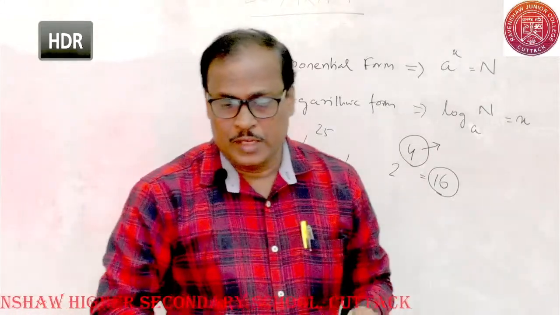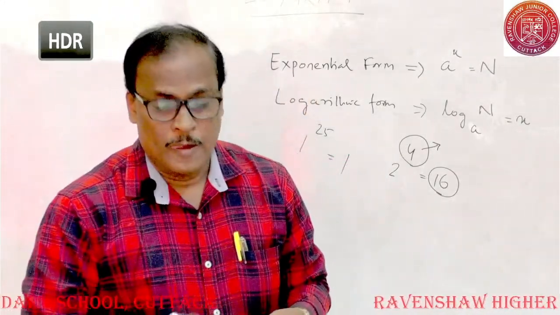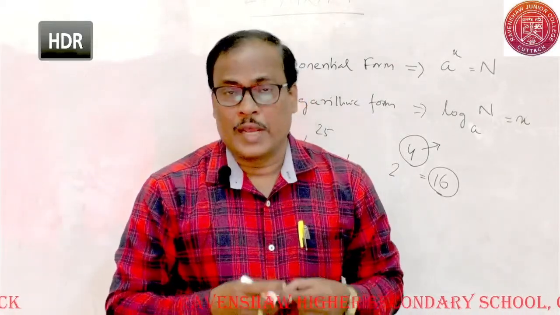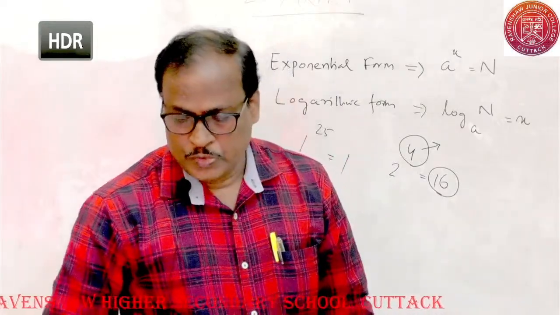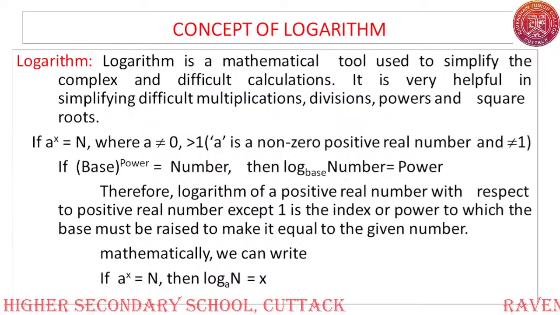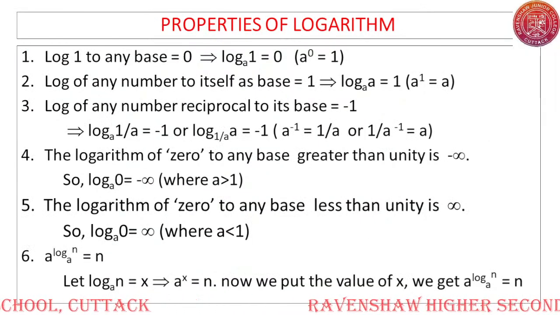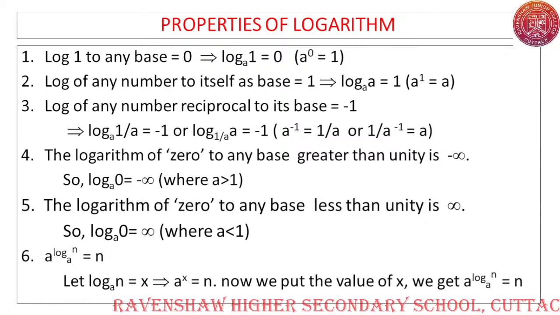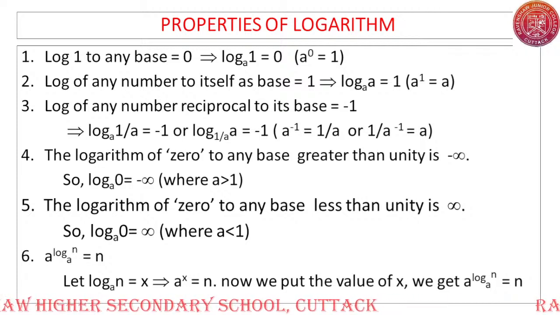So mathematically we can write, if a to the power x is equal to n, then log n to the base a is equal to x. This is the logarithmic form. In the next slide we come to the properties of logarithm. In these properties there are 5. The first is log 1 to the base, any base, is equal to 0.